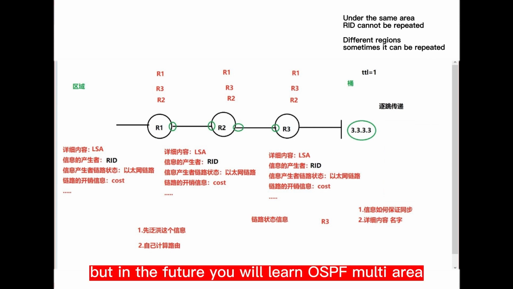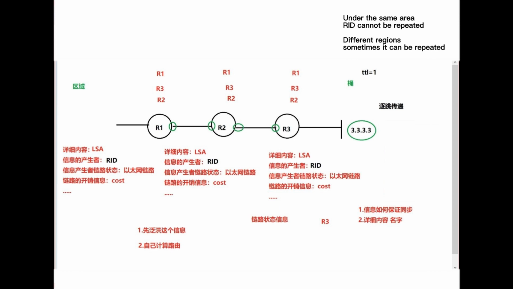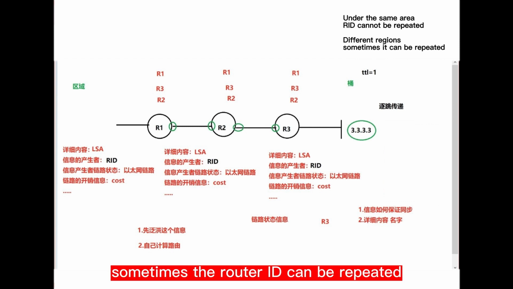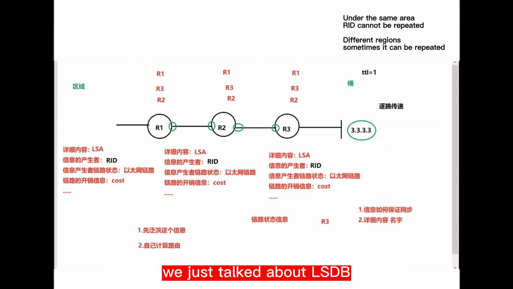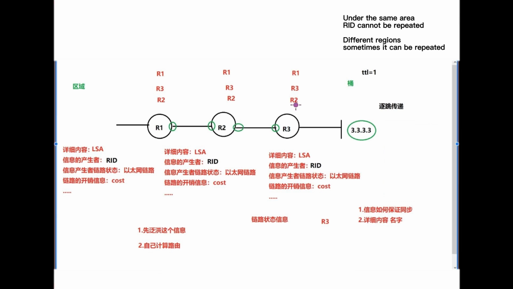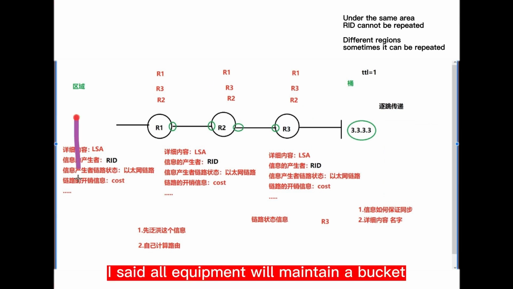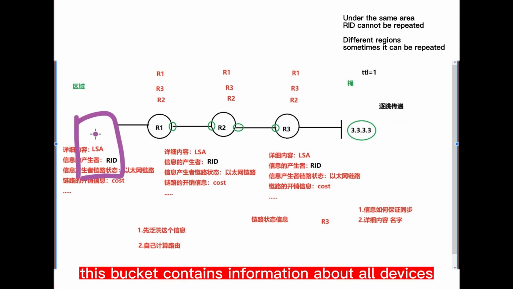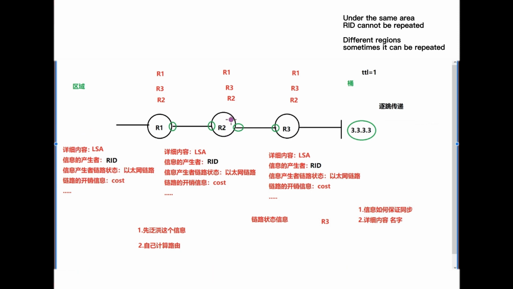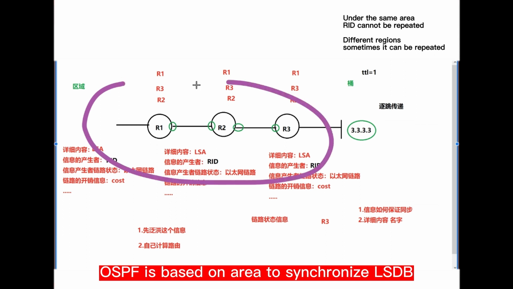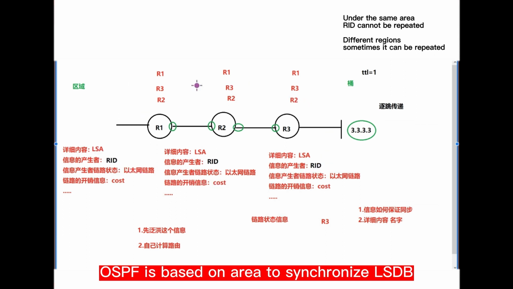But in the future you will learn OSPF multi-area. Under multiple areas, that is, under different areas, sometimes the router ID can be repeated. We just talked about LSDB. I said all equipment will maintain a bucket. This bucket contains information about all devices. We will learn in the future that OSPF is based on area to synchronize LSDB.